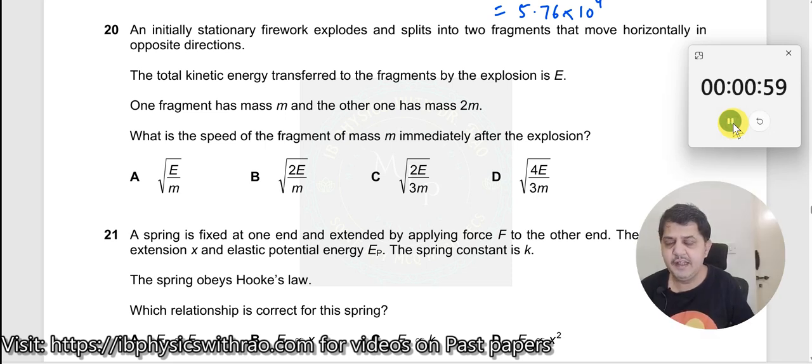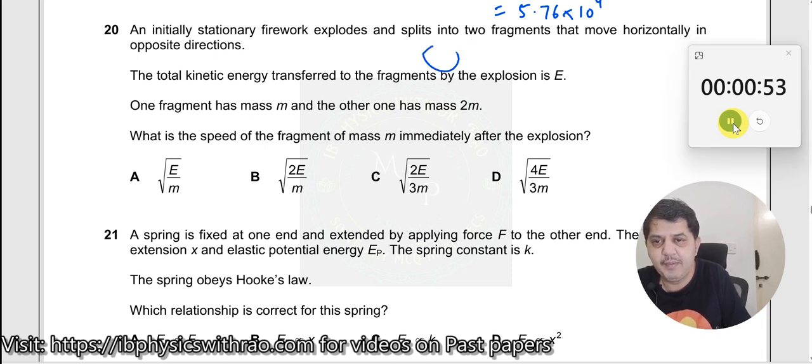Question number 20. An initial stationary firework explodes and splits into two fragments that move horizontally in opposite directions. You have a big firework which splits into two fragments, and the total kinetic energy transferred to the fragments in the explosion is E. The total energy is given.